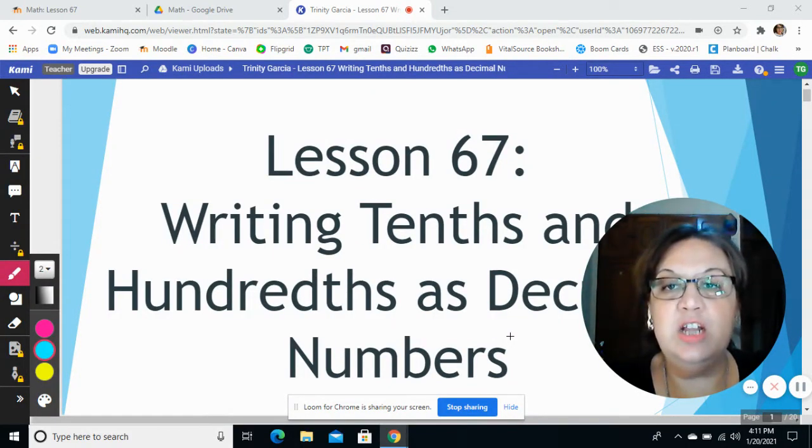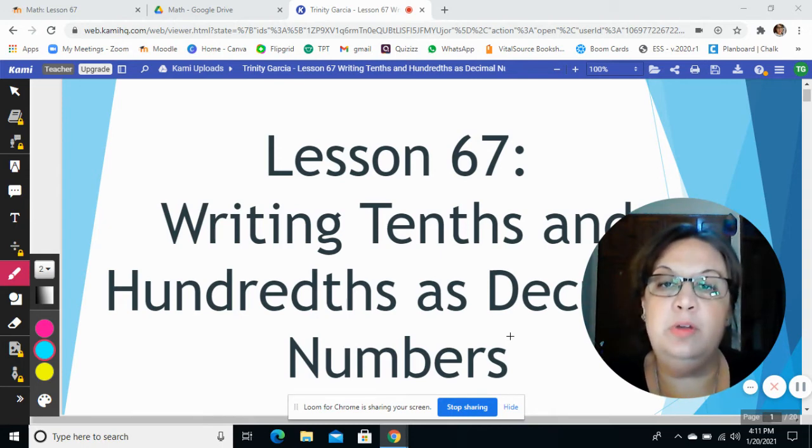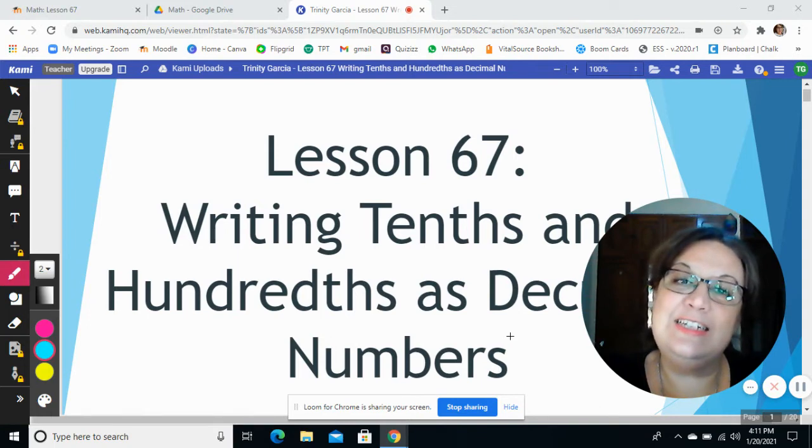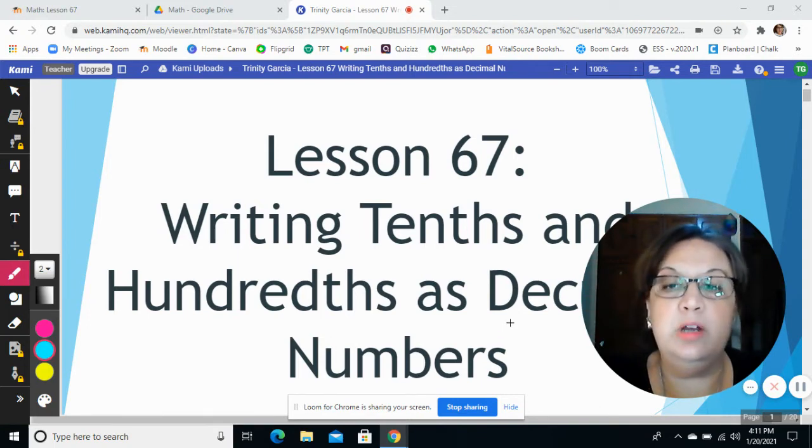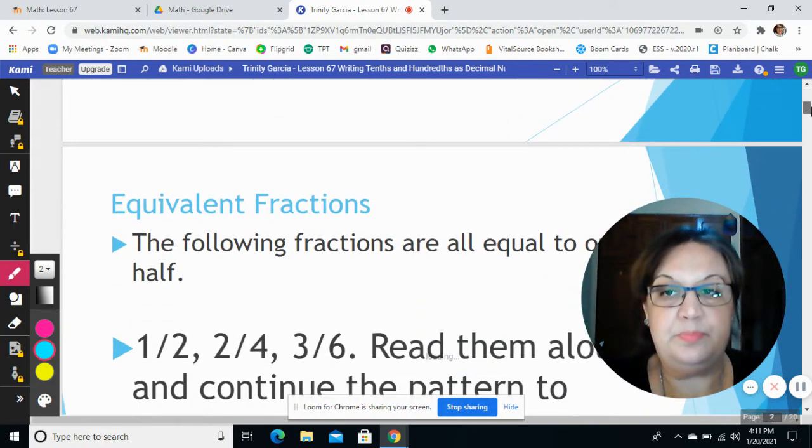Today we are on lesson 67. So in your math notebook, make sure you put at the top lesson 67 notes. We're going to be learning about writing tenths and hundredths as decimal numbers. So along the same lines as what we've been talking about all week long. Not too much different. But let's go ahead and get started together.